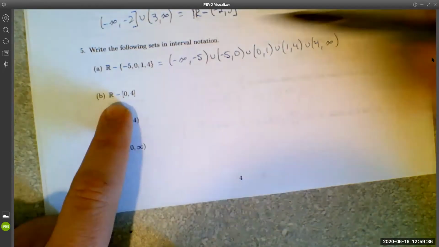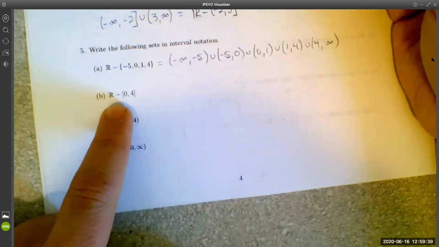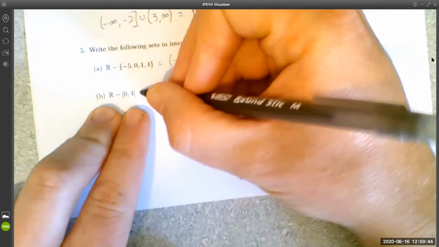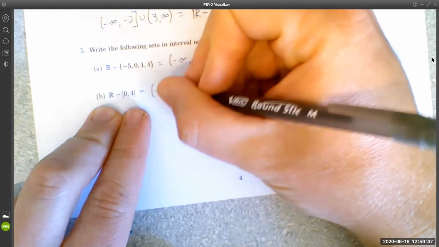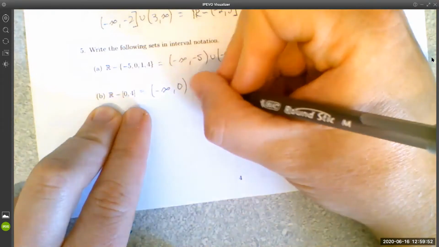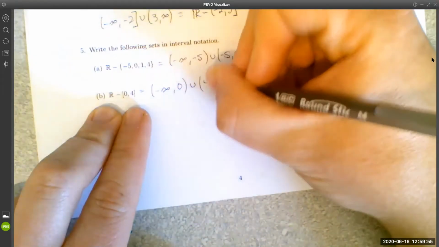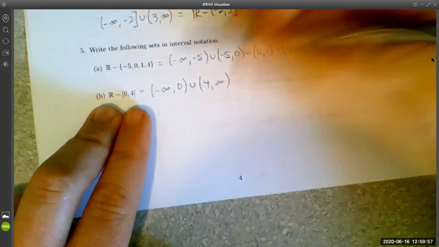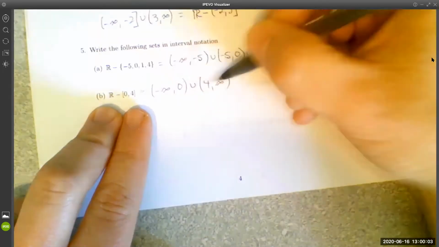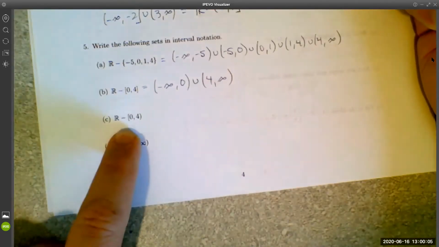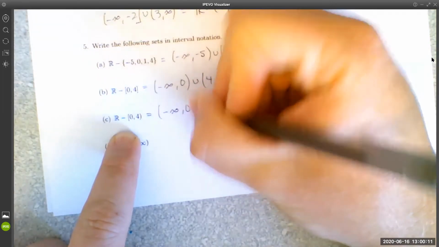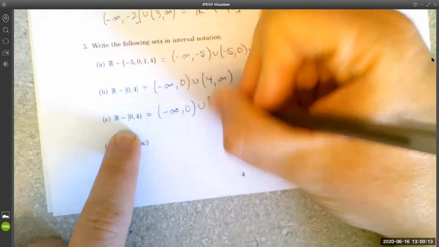Part B. See if we can write this in interval notation. R minus 0 to 4. So all real numbers except for the interval from 0 to 4. So that would take us from -infinity to 0, not including the 0. And then we would skip over some, and then we would take it up again at 4 and go off to infinity, right? So this is all of the real numbers except for the numbers between 0 and 4, including 0 and 4. Same idea here. Here we would go from -infinity to 0, and then from 4 to infinity.